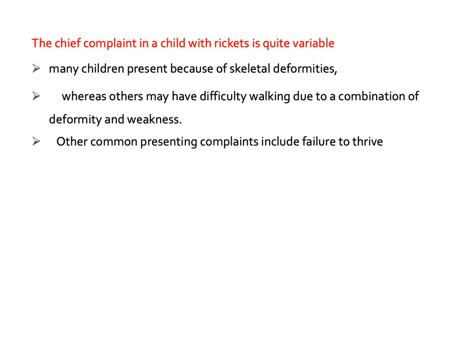The chief complaint for which the child comes for medical attention is quite variable. Many children may present because of the skeletal deformity, which is a late presentation of rickets, whereas others may have difficulty walking due to the combination of deformity and muscle weakness. So the patient presents because of delayed walking. They say that he is 1 year old and still he is not walking. Others may come because of bow legs, because of the early attempt to make the baby walk, as soft bone may cause deformity of the leg.